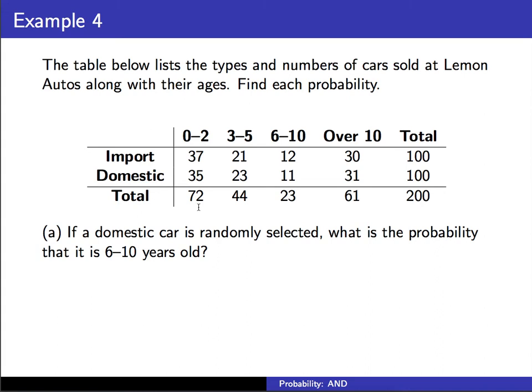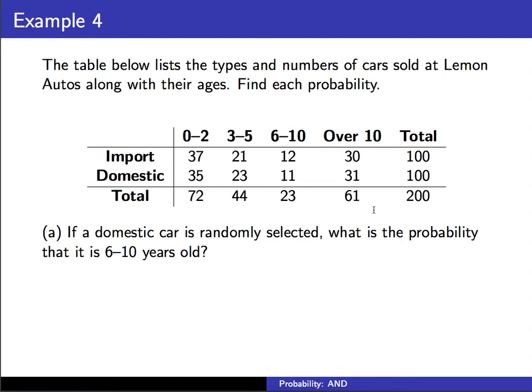Not every table is going to give you the row totals and the column totals. If they don't, then you're going to have to find them. Your row totals, in this case 100 and 100, make 200, and your column totals 72, 44, 23, and 61, when we add those up, we also get 200, and that should always be the case. The total you get for the rows should match the total you get for your columns, and you can put that in the bottom right of your table.